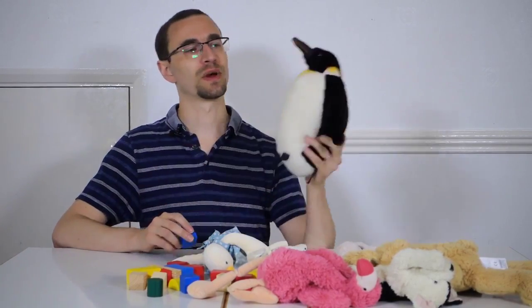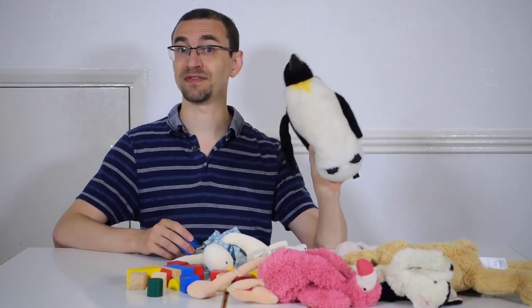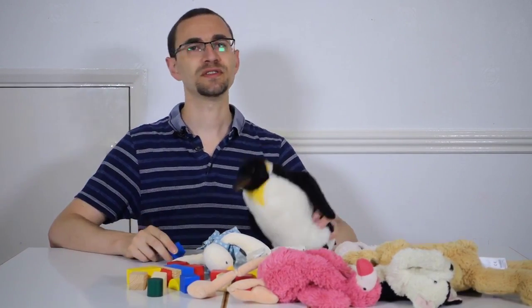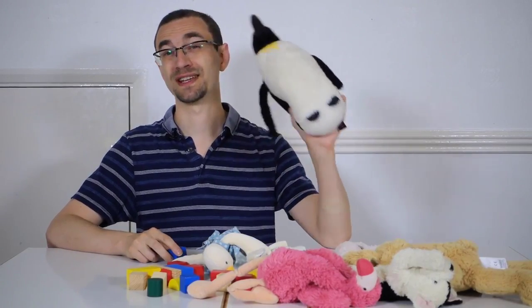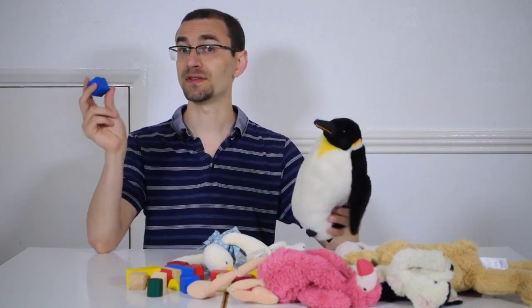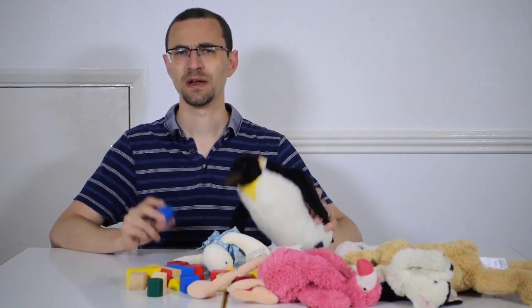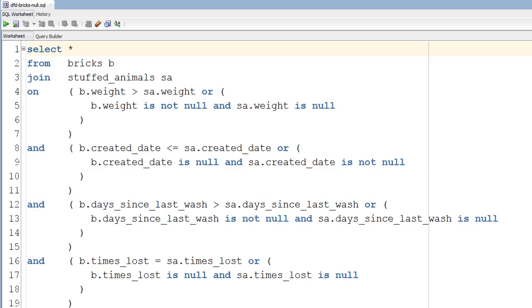As well as checking whether or not the penguin's stuffing is greater than the quantity of stuffing for the brick, you also need to check that the penguin's stuffing is not null and that the brick's is null. Do this and you'll get the correct answer. But if you're comparing more than a couple of columns, this quickly makes your SQL much more complicated.